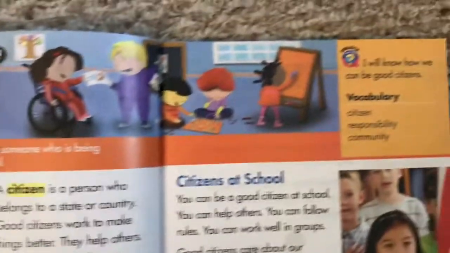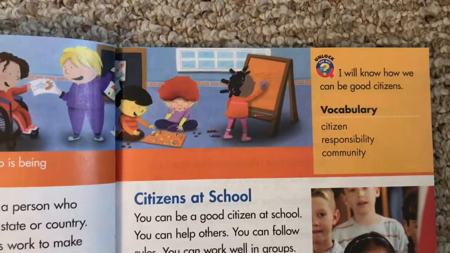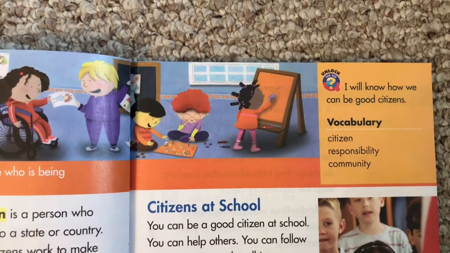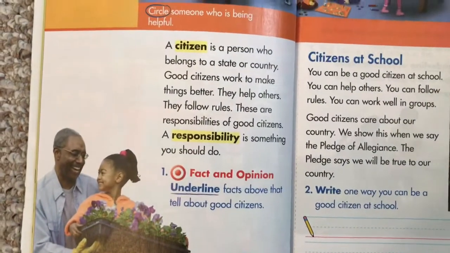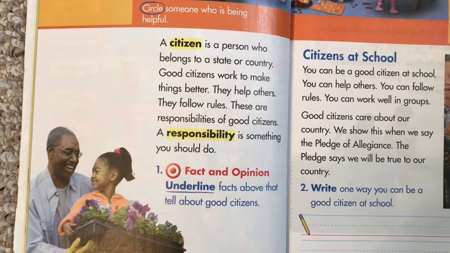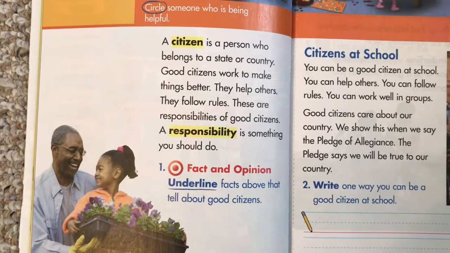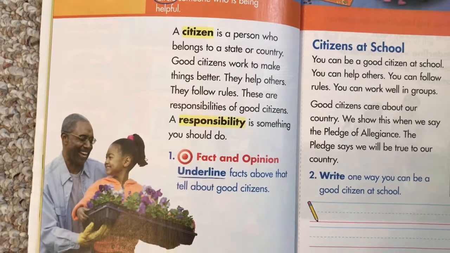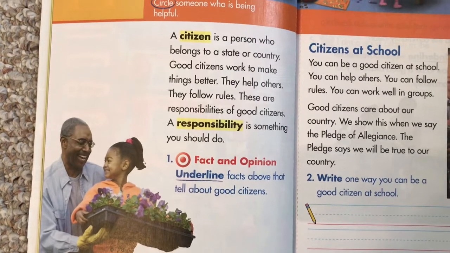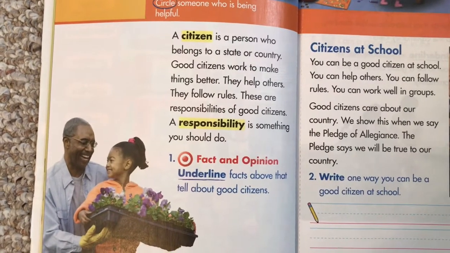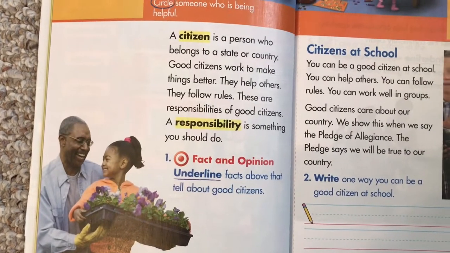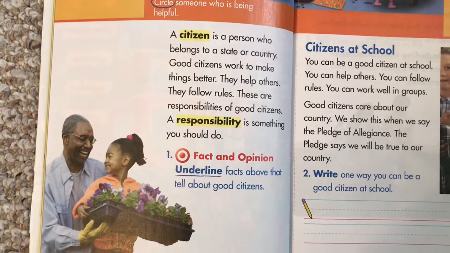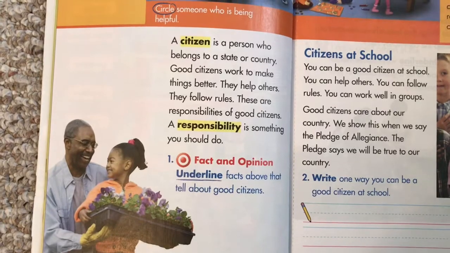All right. We're going to look at the words citizen, responsibility, and community. Citizen. A citizen is a person who belongs to a state or a country. Good citizens work to make things better. They help others. They follow rules. These are responsibilities of good citizens. A responsibility is something you should do.